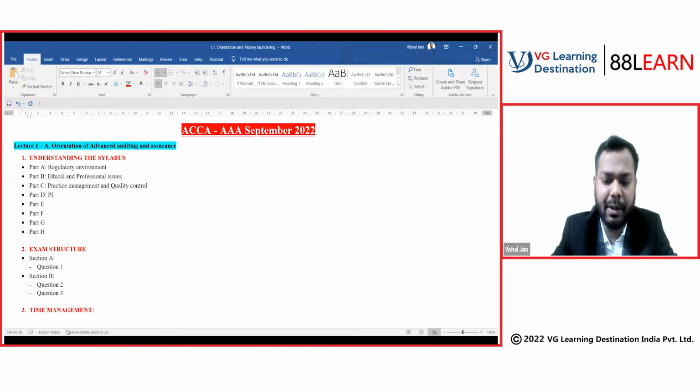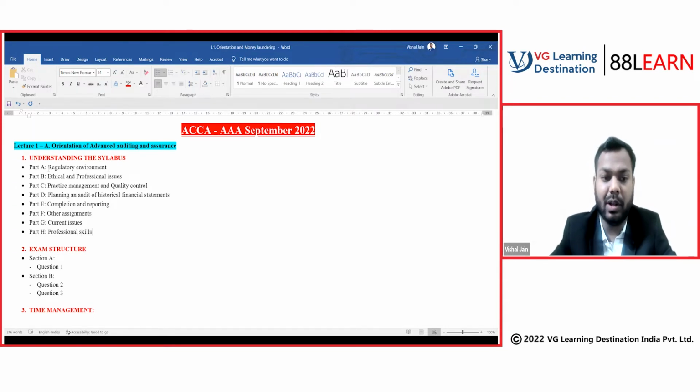Part D deals with planning and audit of historical financial statements. Part E deals with completion and reporting. Part F deals with other assignments. Part G deals with current issues, and part H deals with professional skills, which is an addition in this attempt.